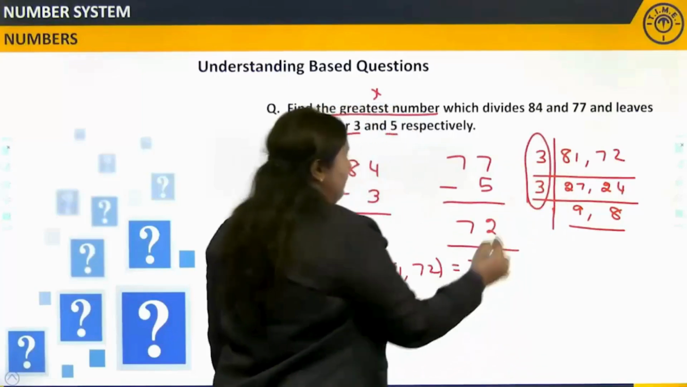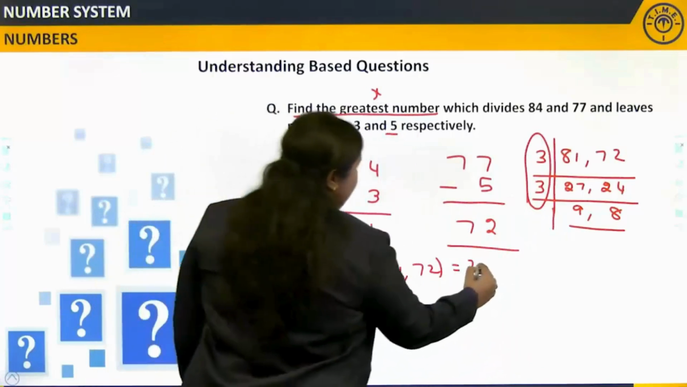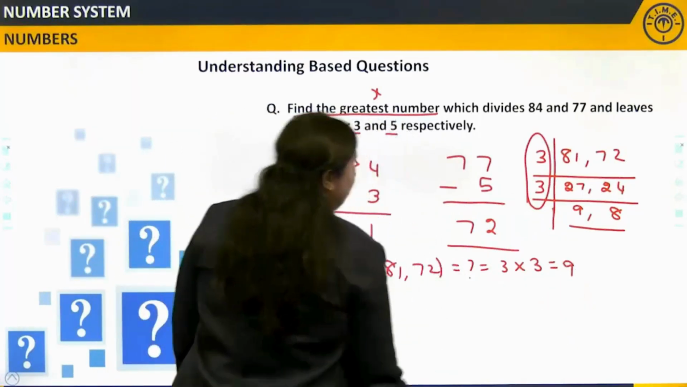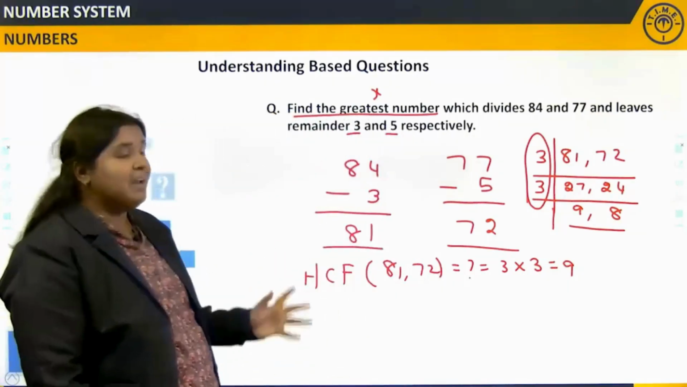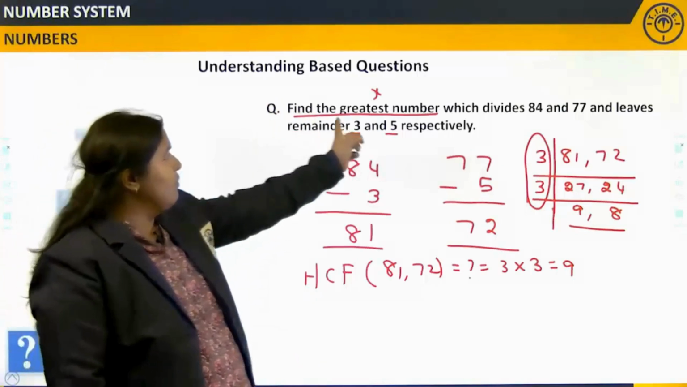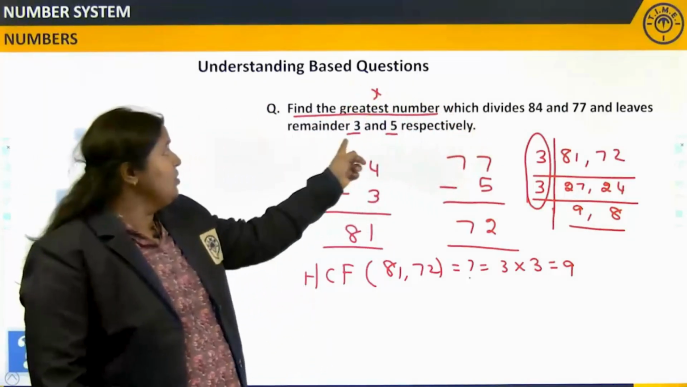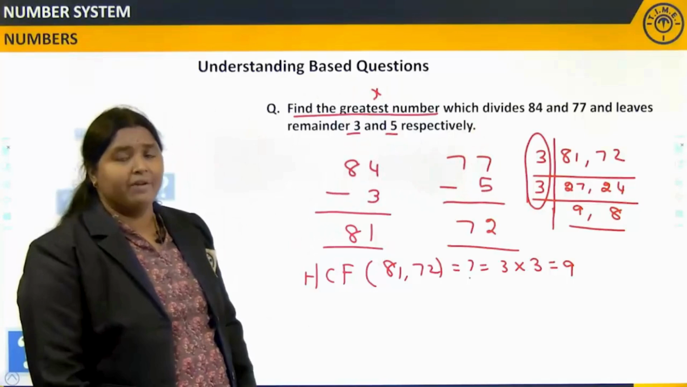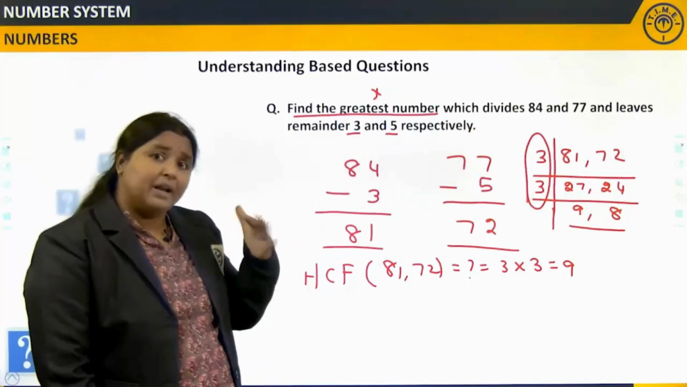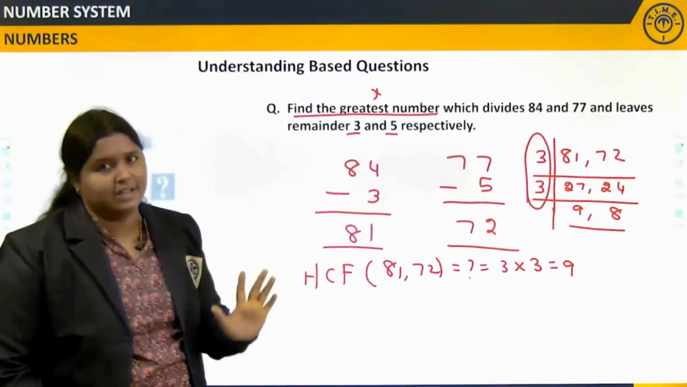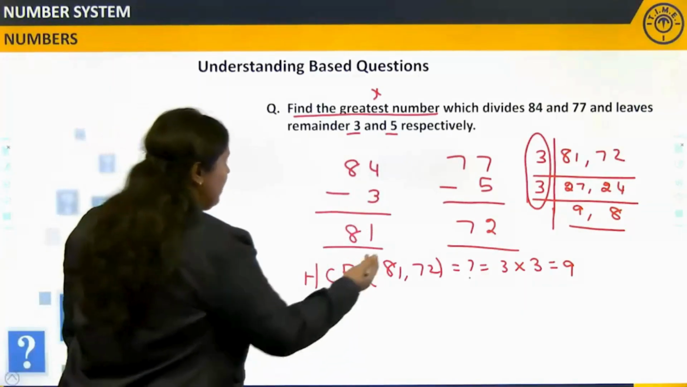So, what is the HCF then? You have to multiply these two. What is the HCF? 3 into 3. What is 3 into 3? 9. So the greatest number is 9. When you divide 84 by 9 and 77 by 9, you get the remainders 3 and 5. 9 is such a greatest number. You can't find anything beyond 9 which will satisfy this condition. Okay, if you want, you can cross check.